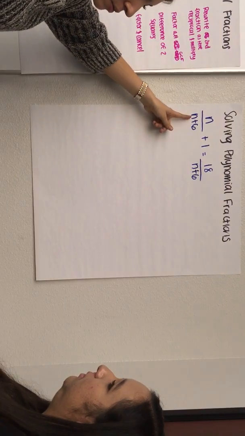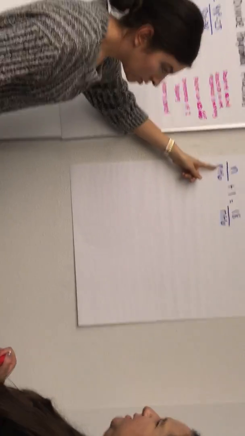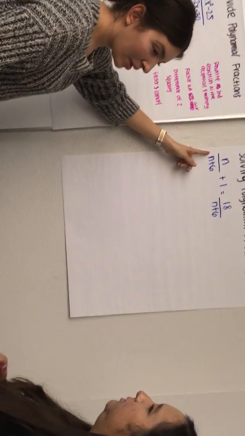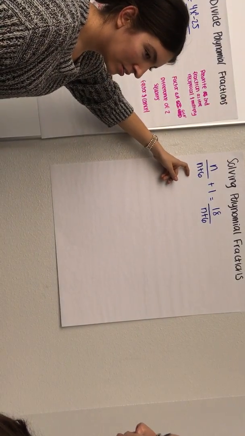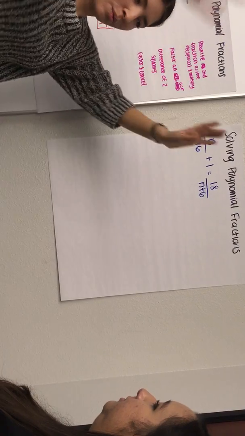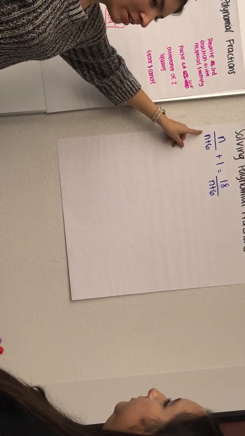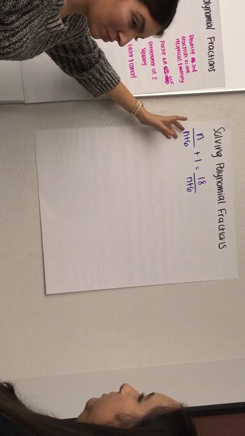So if n was 0, it would be undefined? 6. Or negative 6. Yeah, right? Why? Because negative 6 plus 6 is 0. Yeah. So that means that in the real world that we live in right now, that could never happen. N could never be negative 6. That wouldn't make sense. It would be undefined.